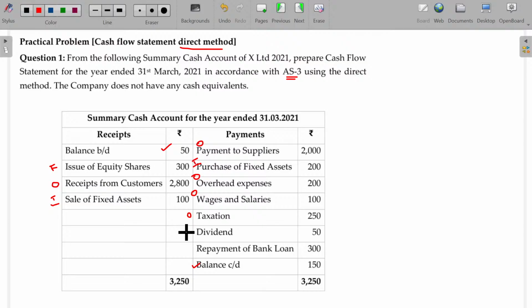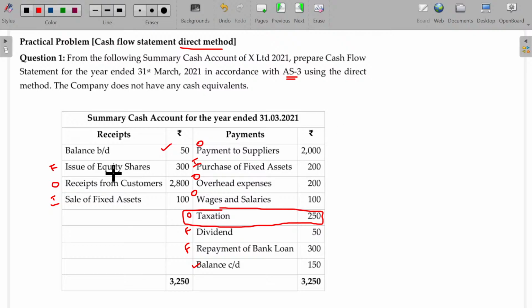Okay, dividend. Why do you pay the dividend? You are paying the dividend for equity shares. Equity share is related to the financing, so this is also related to the financing. Repayment of bank loan, financing. Now, taxation. You can write that later on. So I'll start with this one.